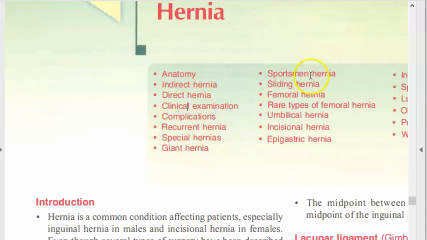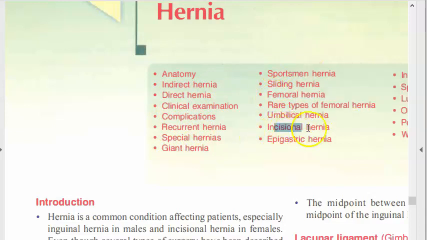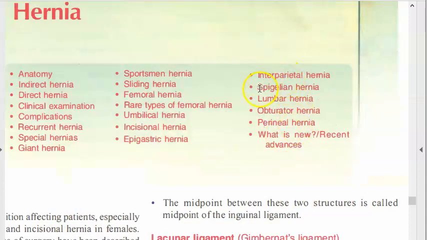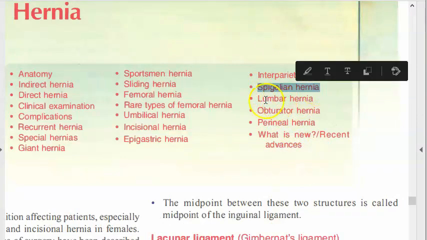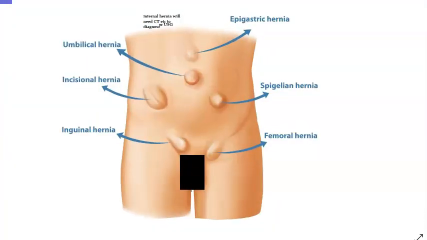Then what else shall we look at? We will be looking at femoral hernia. We look at umbilical hernia, incisional hernia, epigastric hernia. Then we will look at spigelian hernia, lumbar hernia, obturator hernia. So many types of hernia, isn't it? So we will start with the most common one, that's the inguinal hernia, you can see here.